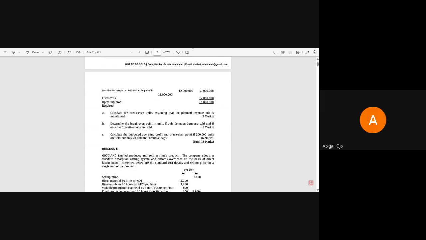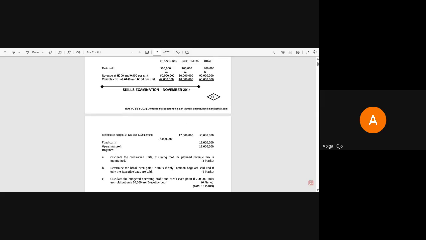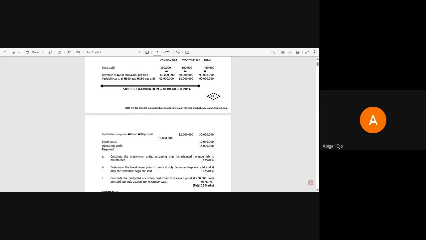Sorry, sir. I want to say something, please. Even if we use the total contribution we had for common bag, we'll still have the same figure with the calculation we did. That's what I noticed now, because I did 12 million divided by 18 million, and I still had my 200,000 units. Yes, correct. That is 12 million divided by 18. Yes, you'll be correct.